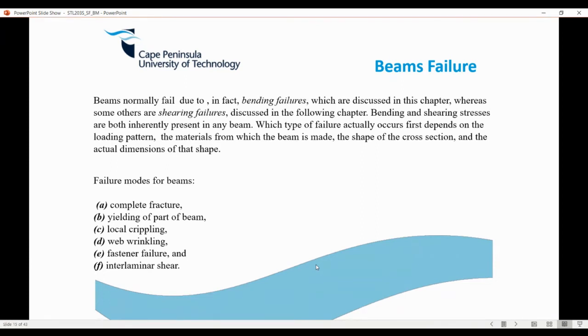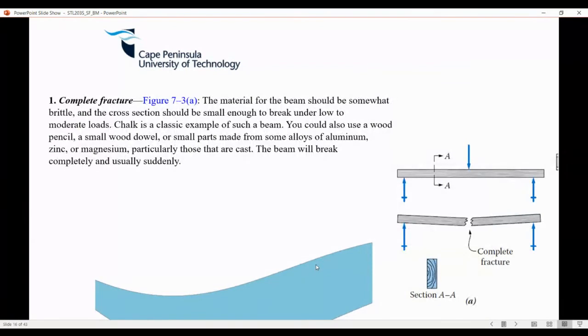So there are failure modes: complete fracture, yielding, local crippling, web crippling, fastener failure, and interlaminar failure. I'll talk about complete fracture first. The beam material should be somewhat brittle, and the cross section should be small enough to break under moderate loads. This is a classic example of such a beam. I'd like to ask you, what kind of failure is this? Shear or bending?